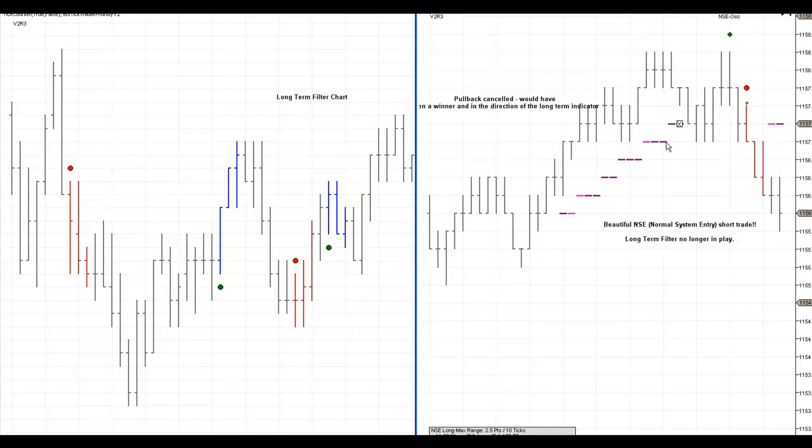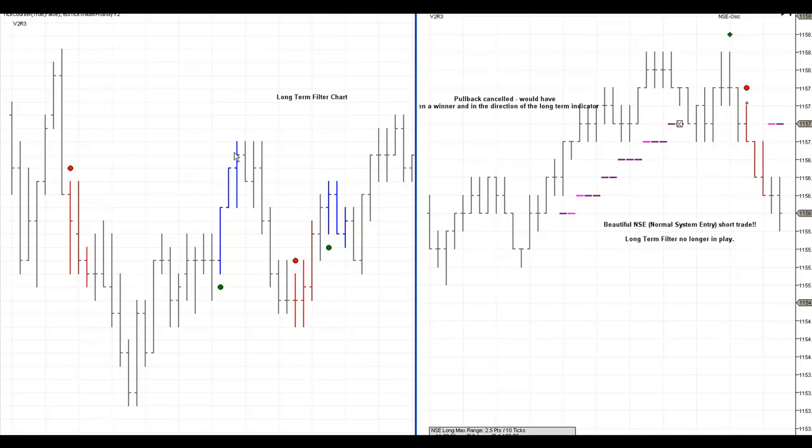And then we have a condition where, if the conditions are met, we cancel the pullback trade. So the pullback trade would have been a successful trade, and the long-term chart definitely backed the trade up, but the rules say cancel the trade. So we did. We canceled the trade.